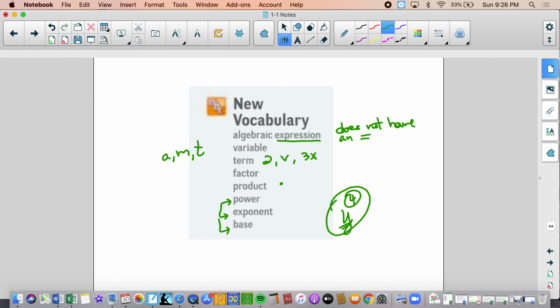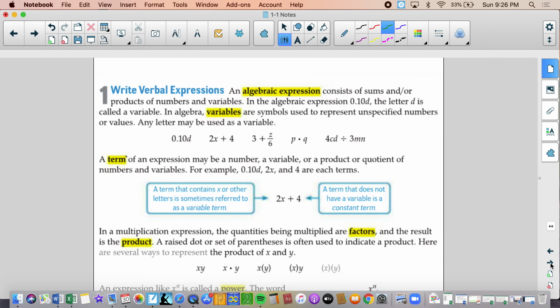So we'll go over it a little bit more when we go through this. But just to give you a quick brush up on what vocabulary we will be learning and using in this section. So the first thing we need to do is write verbal expressions. So we're going to translate a verbal expression into an algebraic expression, or we're going to take an algebraic expression and we're going to write it down as a written expression.